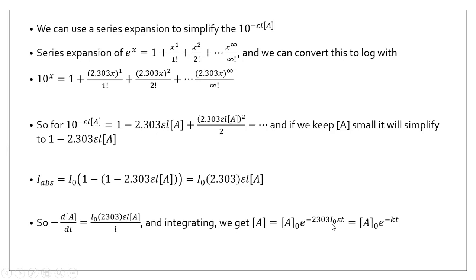And integrating for A, we have the concentration of A equal to A naught e to the negative 2.303 I0 epsilon times time. I naught is not going to change, epsilon is not going to change, 2.303 is not going to change. So all that's just our k effective. So the concentration of A is equal to the initial concentration times e to the negative kt. That's really starting to look like something we've seen before.